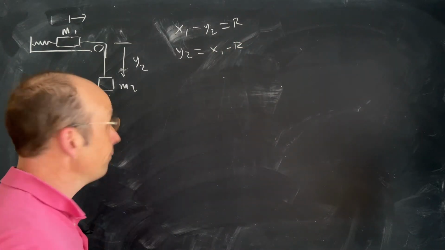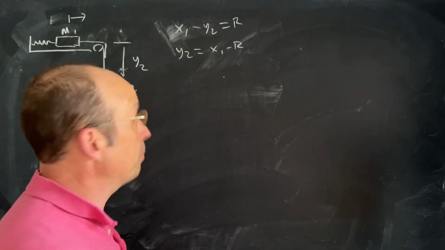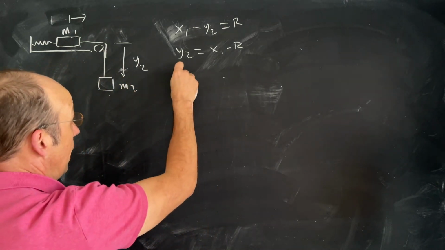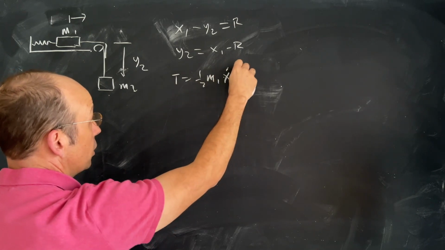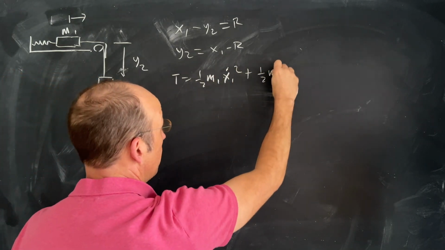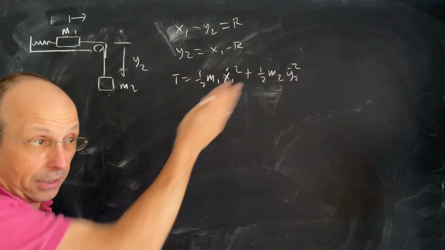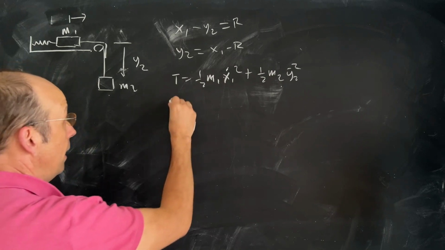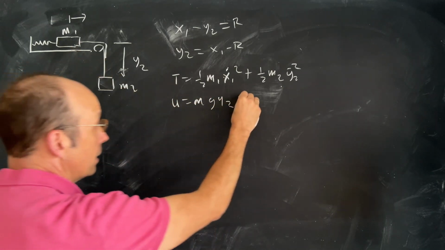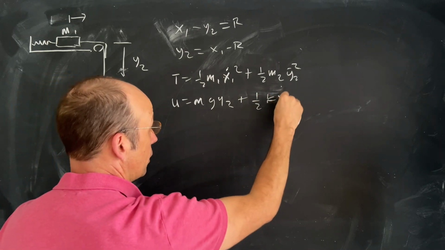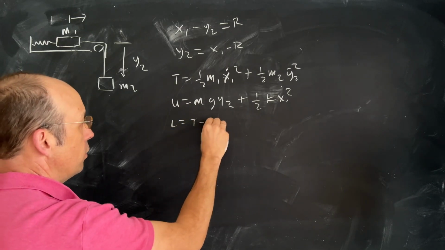Okay, good. Now I want to find the Lagrangian, which is pretty easy, right? Because I can write the kinetic energy as 1/2 m1 x1 dot squared plus 1/2 m2 y2 dot squared. But I don't even need to write that out because I'm going to do that all in just a second. And then U as m g y2, plus 1/2 k x1 squared. And then the Lagrangian is just T minus U.